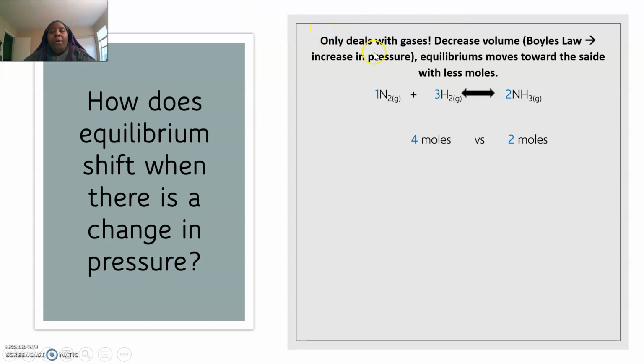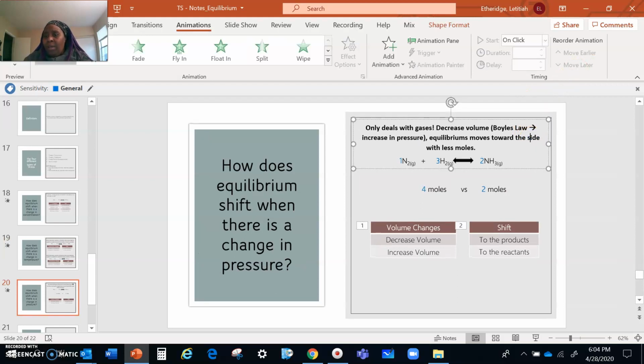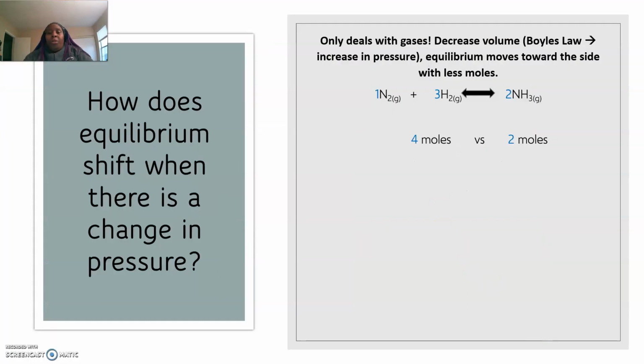The rule you need to remember is this: if we are decreasing volume, there is less space in our system for any gases. So when we decrease volume, the equilibrium is going to move toward the side that has the least amount of moles. We're looking at the same equation that we were looking at for the other two problems.